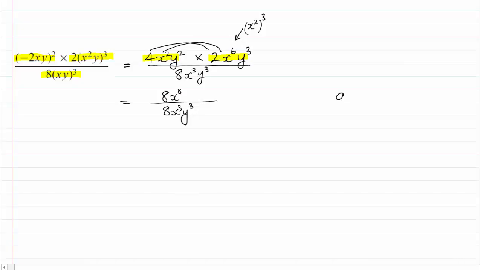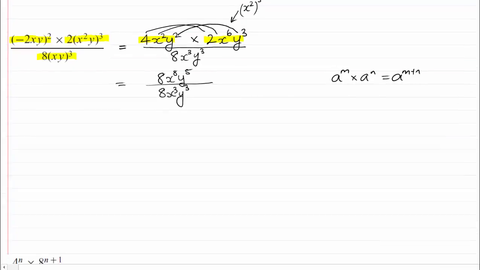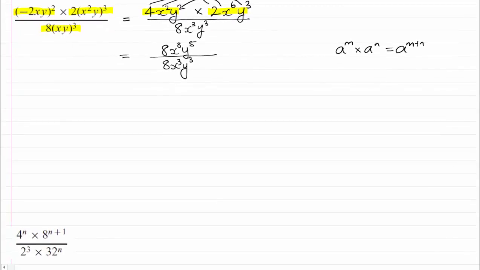Remember the law, a to the power of m times a to the power of n is equal to a to the power of m plus n. And then y squared times y to the power of 3, and I get y to the power of 5. Same law. Now again, I'm going to simplify my top and my bottom numerically and then by the algebra. So first of all, the 8 and the 8 cancel out. That's nice.